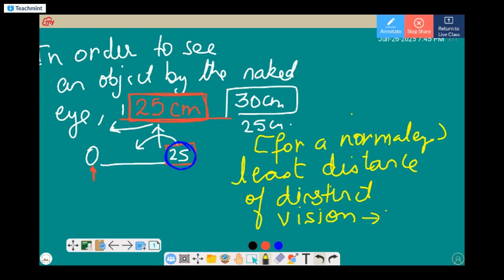If you try to bring that object close, it will start straining your eyes and you will not be able to see it very well. And then that range is not considered as your least distance. Least distance means from where you actually start to see the object very clearly. So that is 25 centimeter. That is only for a normal eye.